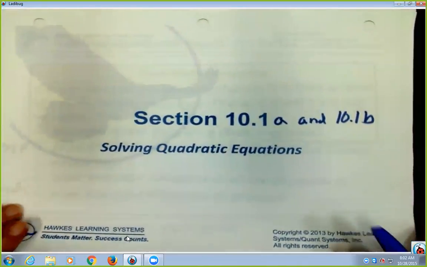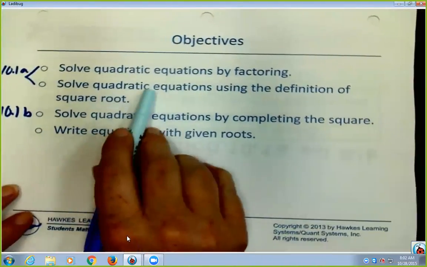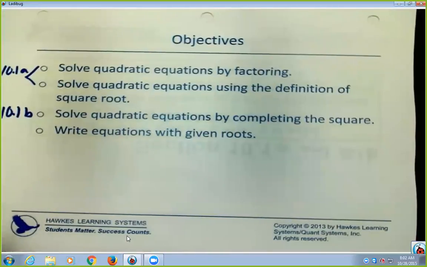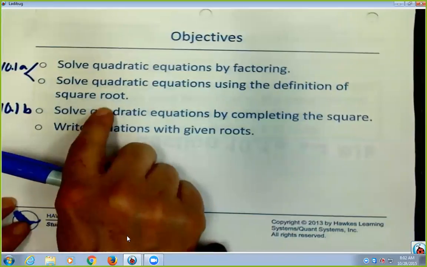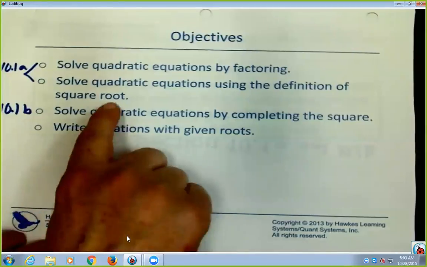So in getting into this, of course, our objectives, the first ones: solve the quadratic equation by factoring, or solve the quadratic equation using the definition of square root. And what that means, we've done this before. The definition of square root is you take the square root of both sides, and what it does is remove the square on one side and leave you with the square root on the opposite side. So we've done this before.